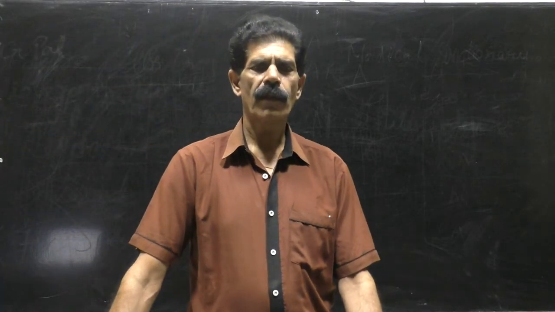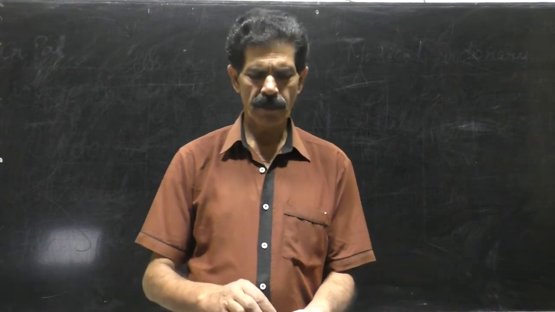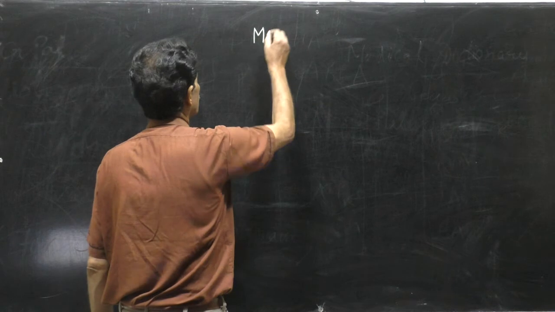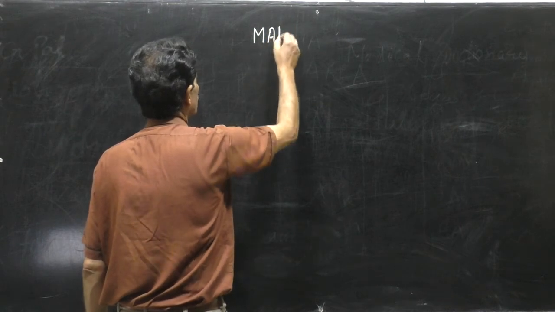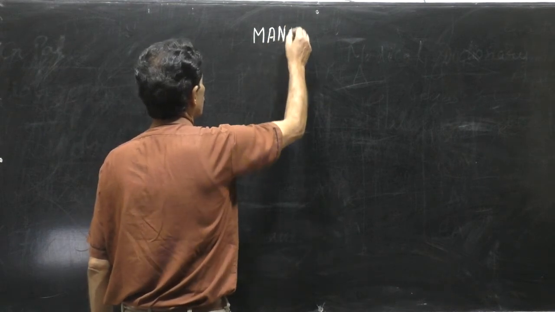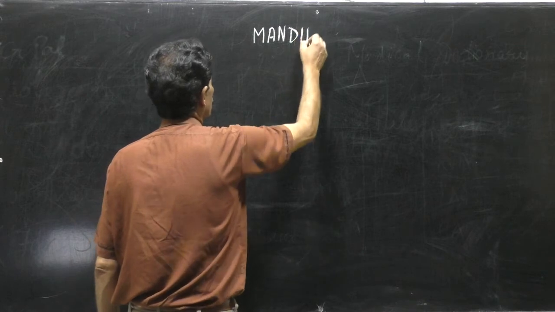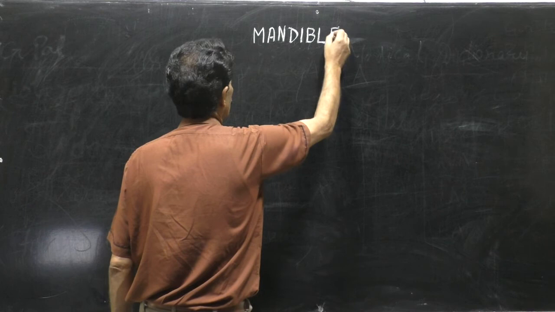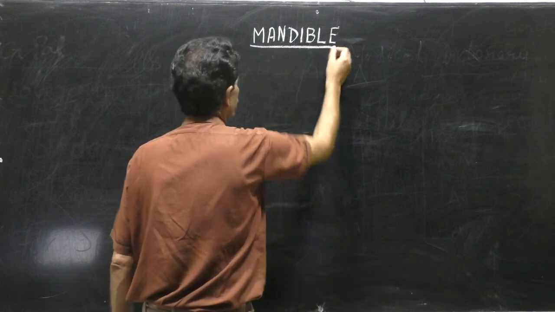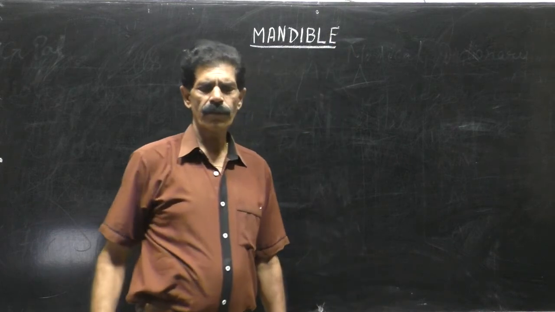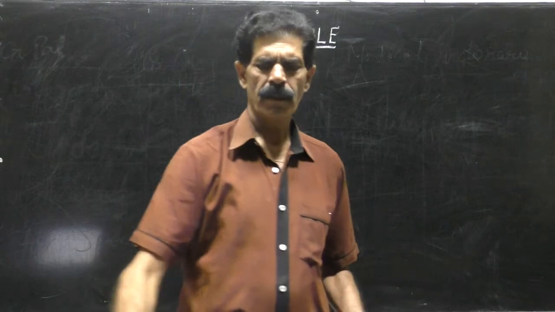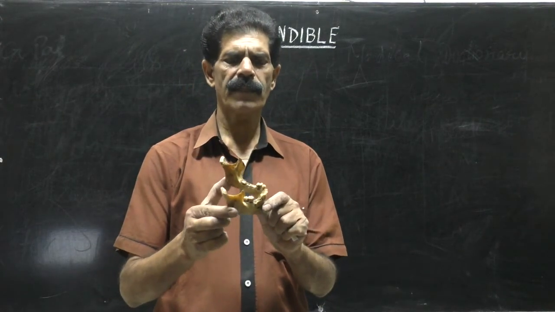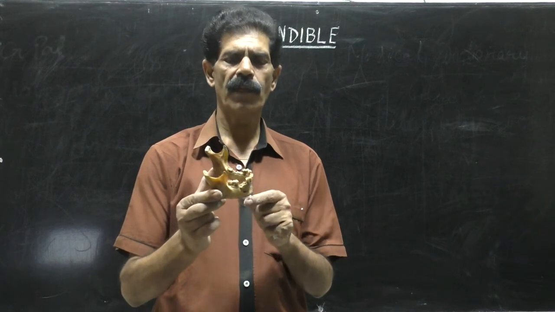After the normal laterals, today we'll do the bone, that is the mandible. So mandible is the lower jaw bone and it is a very valuable bone for the determination of the sex as well as the age of the individual.